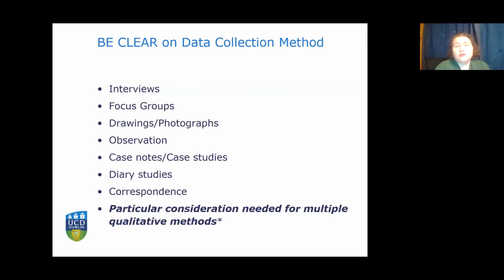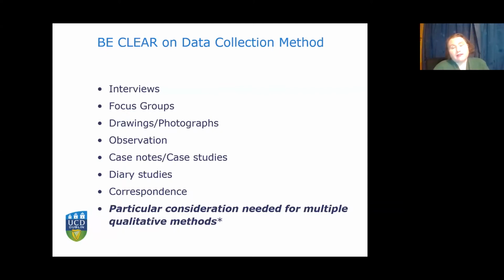Interviews and focus groups are the ones you've seen most commonly in those examples of papers that we looked at. But we may be using observations, we may be analysing case notes, we may be looking at correspondence. But it's about being very clear in the data collection method and what that meant. So again, in interviews, what was the structure of the interview? What was the approach that was taken? With focus groups, were there any particular techniques that you used?